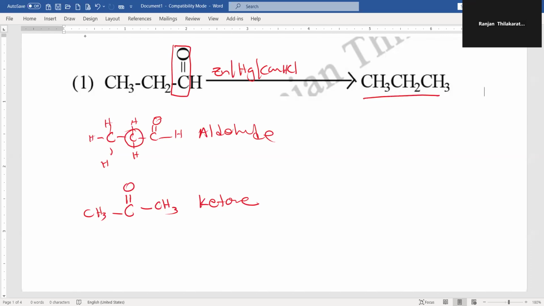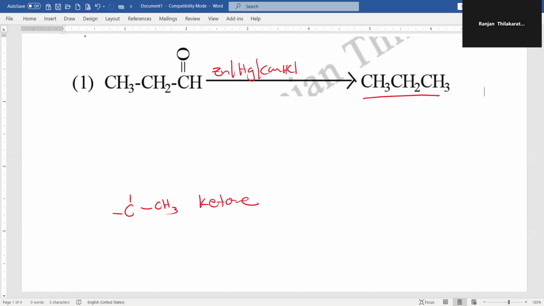Alkane is the compound having only the carbon and hydrogen, and all the bonds are single bonds in between any two carbon atoms. If the bond is single bond, then such hydrocarbons are called the alkane. Then you can convert any aldehyde or ketone into alkane using this method.